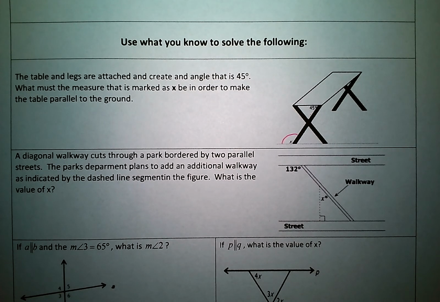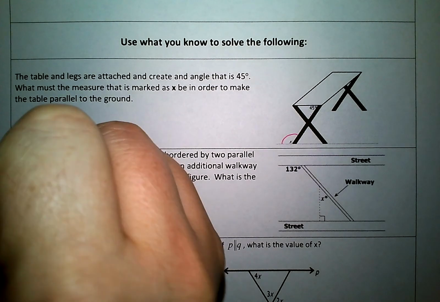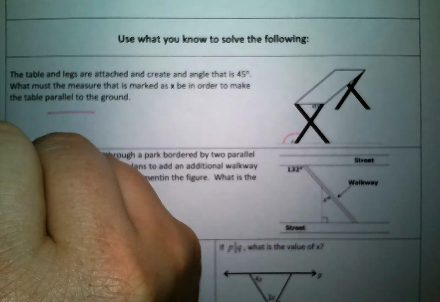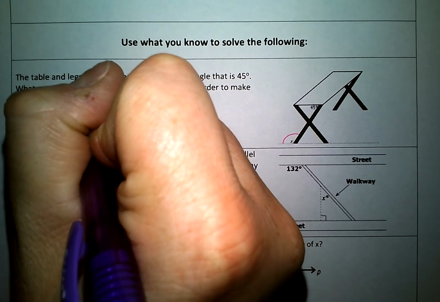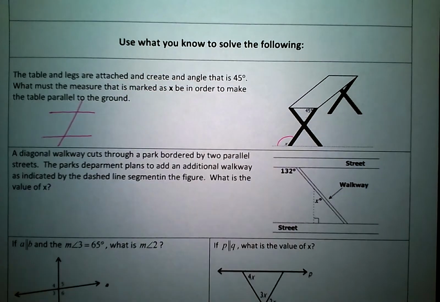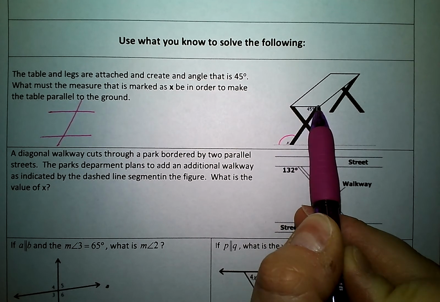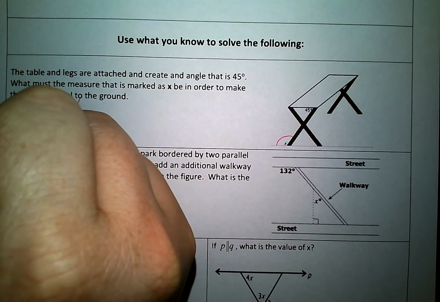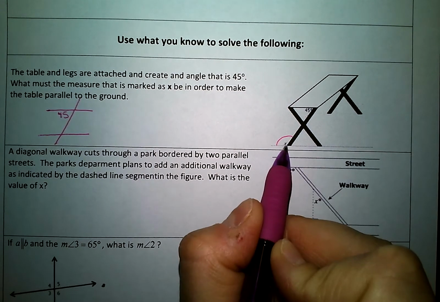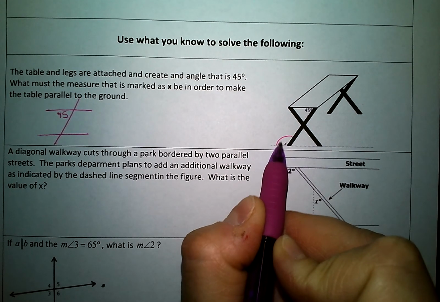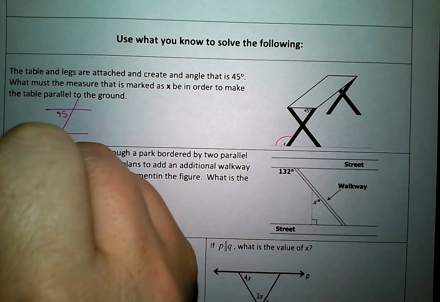If the picture confused you, then maybe what's better to do is recreate it as a parallel set of lines and a transversal. The table and the ground with a transversal. This 45-degree angle is between the table and the transversal. And we're being asked to find X between the transversal and the ground.